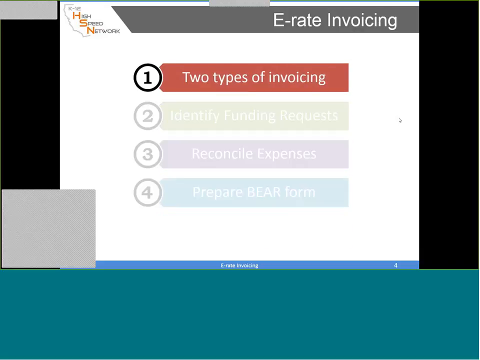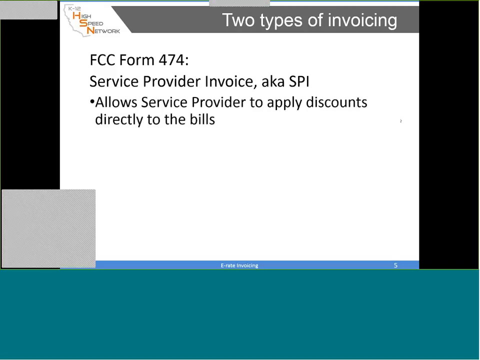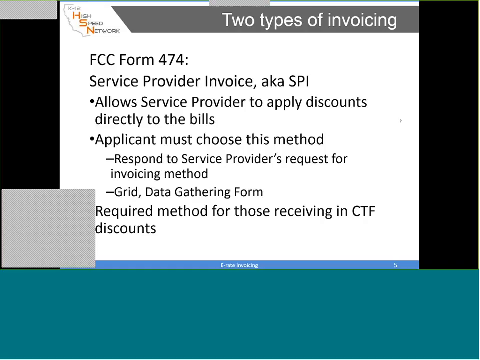So let's move on to talk about the two types of invoicing. The first one, which we won't spend a lot of time on today, is related to the FCC Form 474. It's also called the SPI form, or the Service Provider Invoice. This method allows the service provider to put the discounts on your bills so that you only pay the discounted portion. That's in the perfect world. Obviously, with E-rate being the animal that it is, there may be months of the year that you pay the full bill up front, but then you'll get a retroactive reimbursement once your discounts start kicking in.